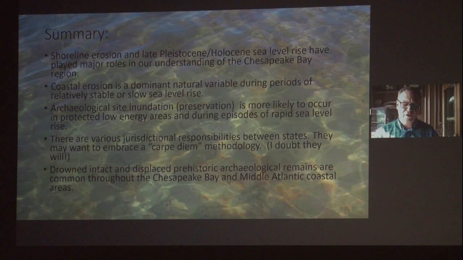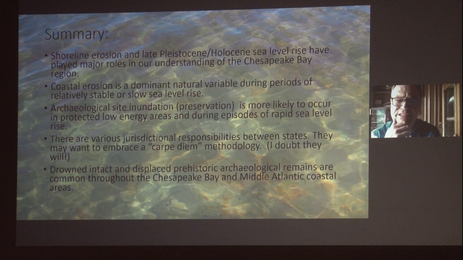Summary: shoreline erosion and late Pleistocene-Holocene sea level rise played major roles in understanding the Chesapeake Bay region. Coast erosion is the dominant natural variable during periods of relatively stable and slow sea level rise. Archaeological site inundation or preservation is more likely to occur in protected areas or during periods of rapid sea level rise.